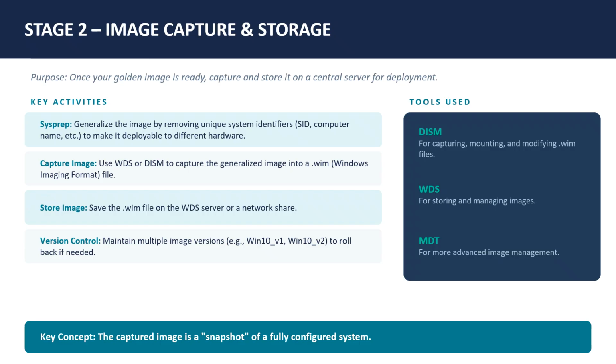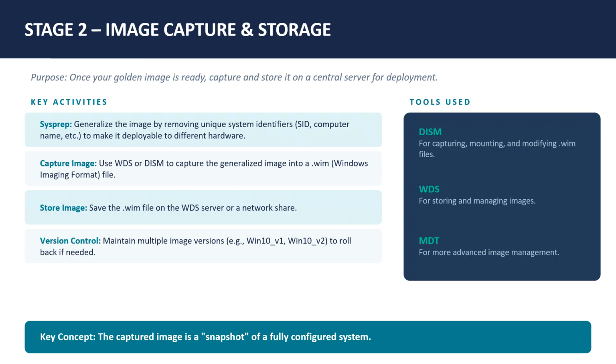SysPrep removes all unique system identifiers such as the computer name, the security identifier or SID, and other machine-specific information. This is critical because without this step, every computer you deploy would have the same identity, which would cause conflicts on the network. After running SysPrep, you use a tool like DISM, which is the Deployment Imaging Service and Management Tool, to capture the generalized image into a file format called .wim, which stands for Windows Imaging Format.